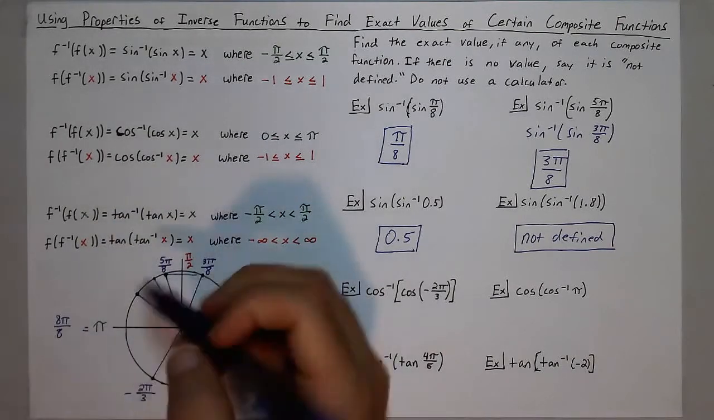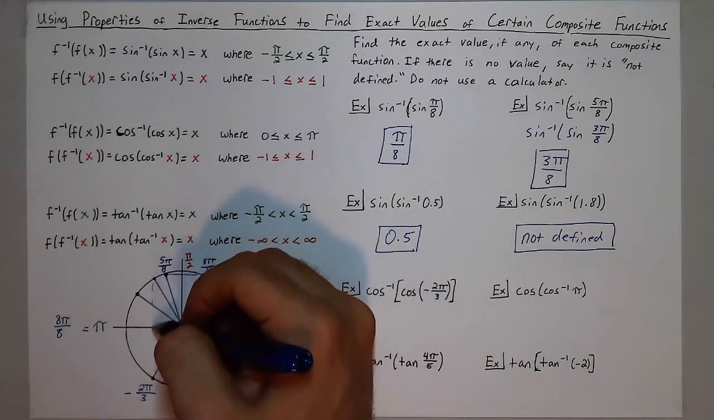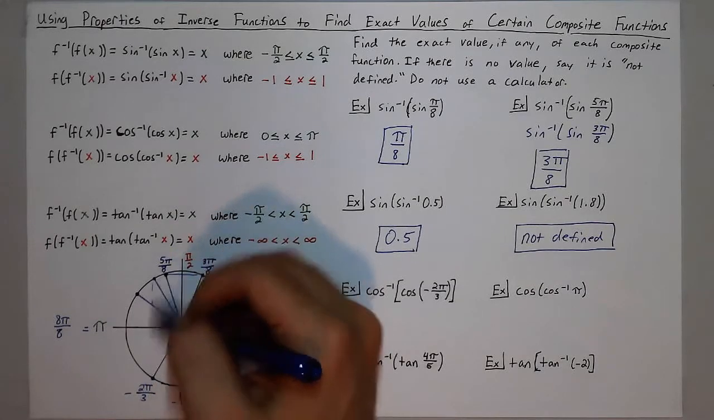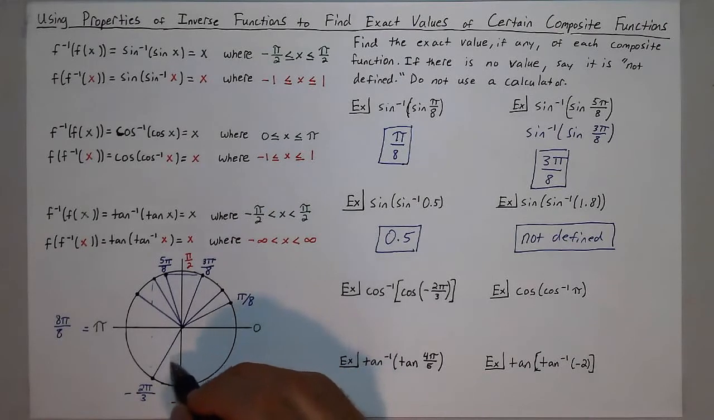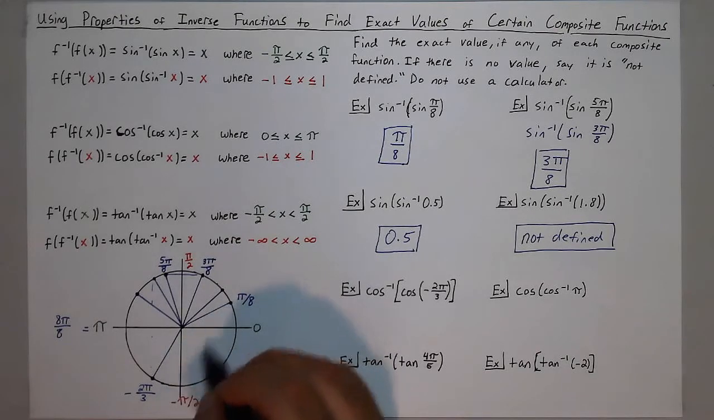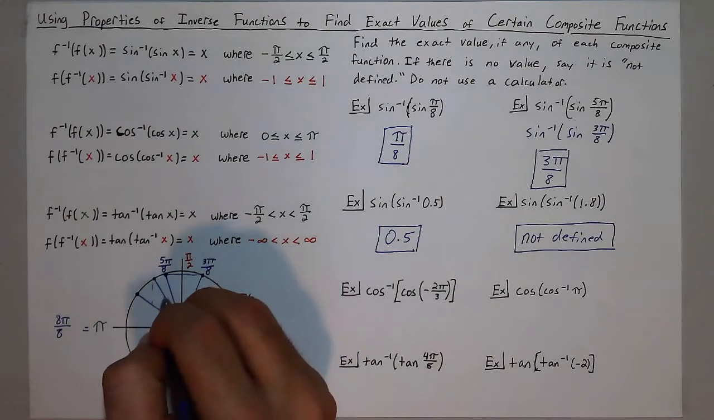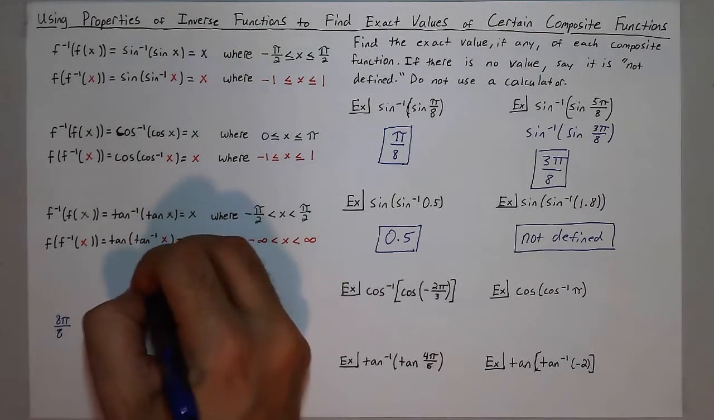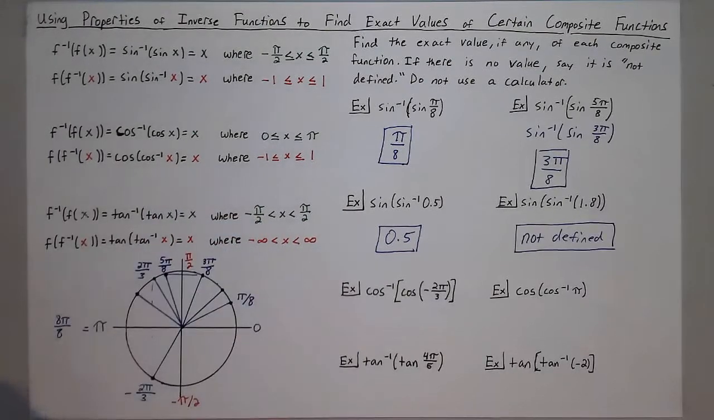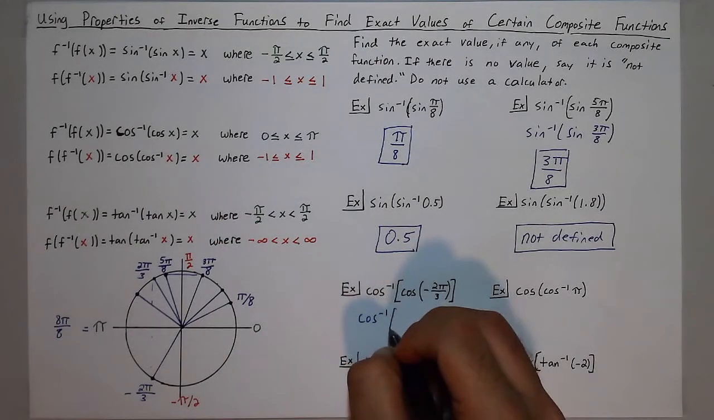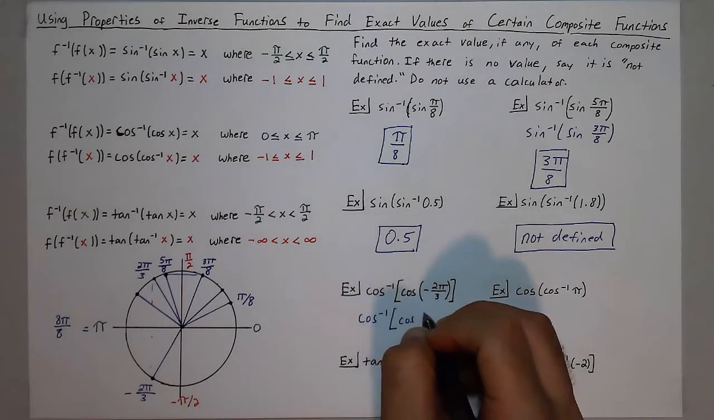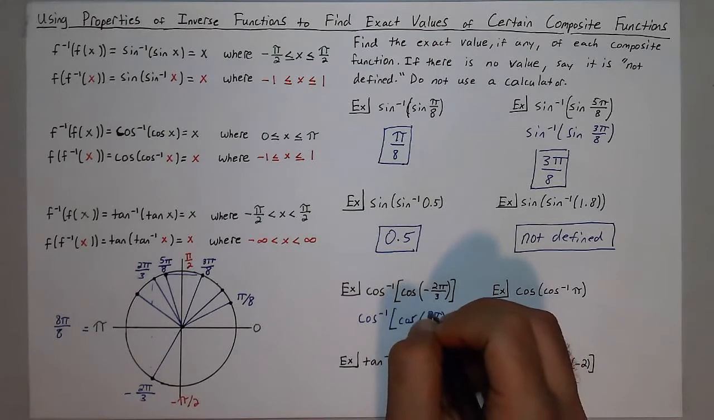So I need to find an equivalent angle in the second quadrant, looks like, to keep the same x value. So if I rotated negative 2 pi over 3 clockwise, I can also rotate 2 pi over 3 counterclockwise to get this angle over here. That gives me cosine inverse of cosine of 2 pi over 3.